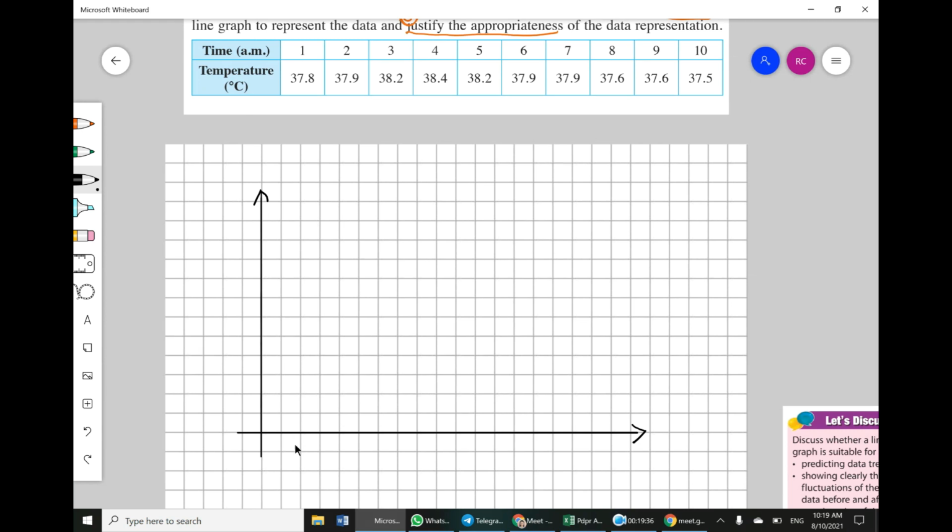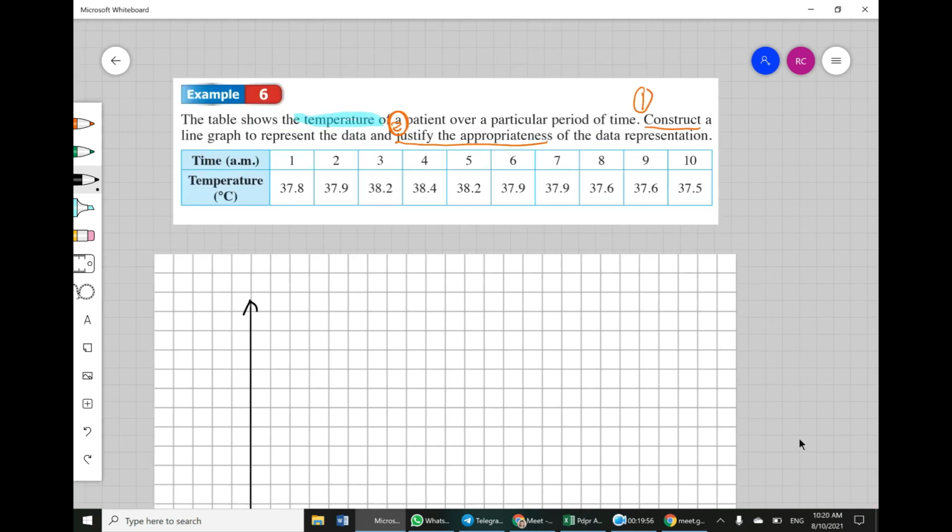Class, so the horizontal axis represents what? Any idea? Hello? Do you get me just now? Yes, the temperature. Not the temperature. The horizontal axis usually represents the time. Remember, it is the time.